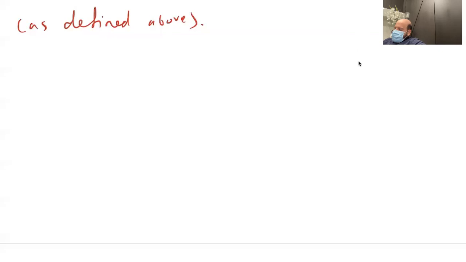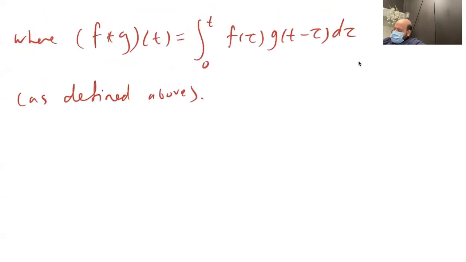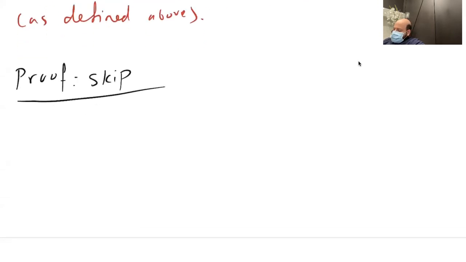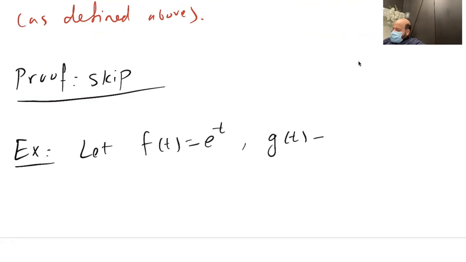All right, now for the proof of this theorem, let's skip the proof. But instead, let's look at an example. Let f of t equal e to the power t and g of t equal t. Let's look at the convolution of these functions and then apply the Laplace transform to the convolution, and let's see what happens.